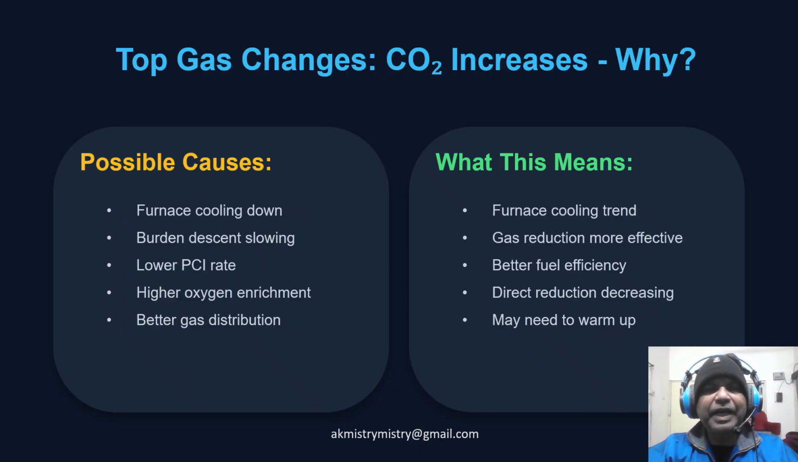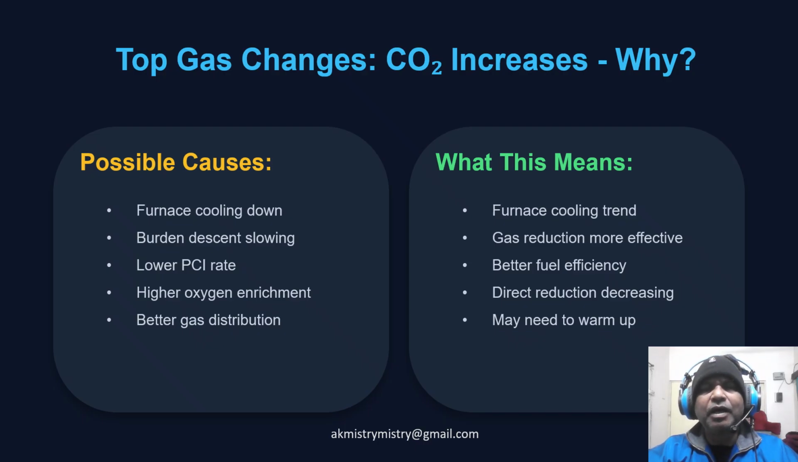Now, on the other hand, an increase in carbon dioxide in the top gas usually points to a cooling furnace. Typical causes include slower burden descent, lower PCI rate, higher oxygen enrichment, or improved gas distribution. This pattern indicates a cooling trend with more effective gas reduction and better fuel efficiency, while direct reduction tends to decrease. In such a situation, the operator may actually need to warm up the furnace slightly, for example by increasing hot blast temperature or other thermal input.